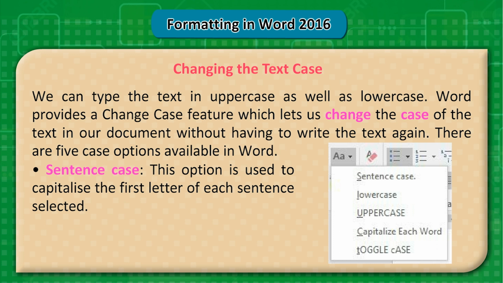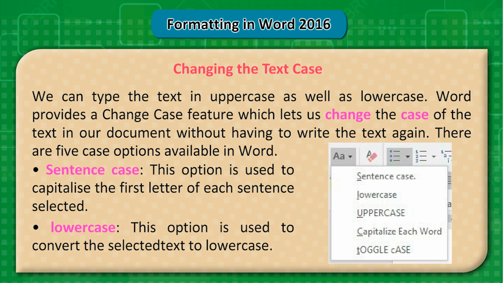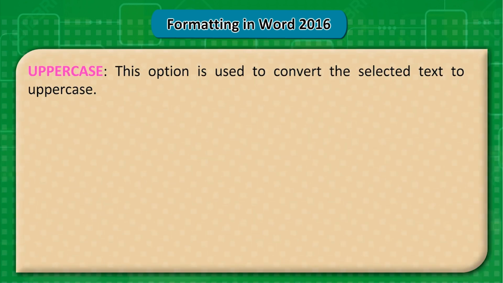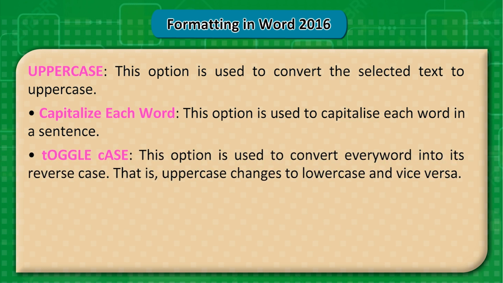Sentence case. This option is used to capitalize the first letter of each sentence selected. Lowercase. This option is used to convert the selected text to lowercase. Uppercase. This option is used to convert the selected text to uppercase. Capitalize each word. This option is used to capitalize each word in a sentence. Toggle case. This option is used to convert every word into its reverse case. That is, uppercase changes to lowercase and vice versa.